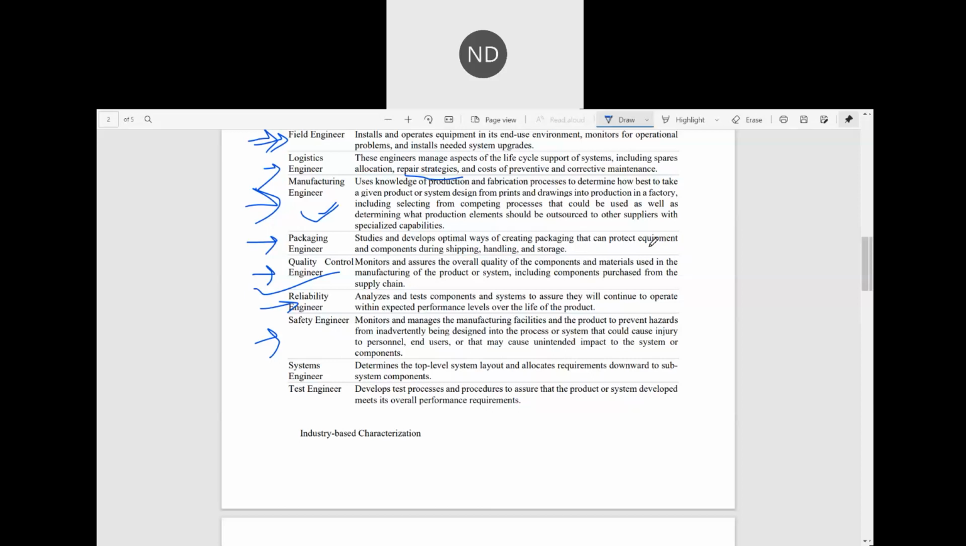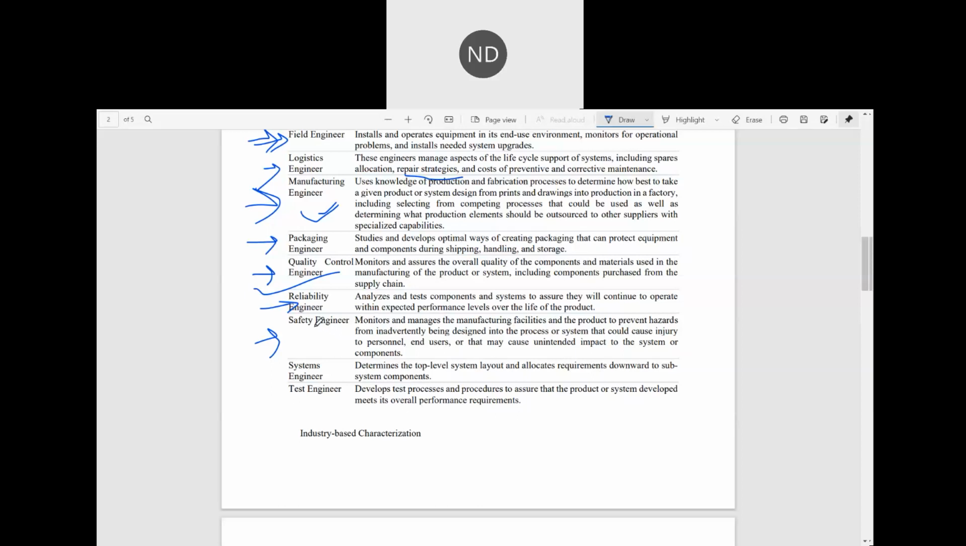Okay, like during the manufacturing facilities or during some construction related work, there are some hazards, so he is going to check those things. So here, facilities and the product to prevent hazards from inadvertently being designed into the process or system that could cause injury to a person.